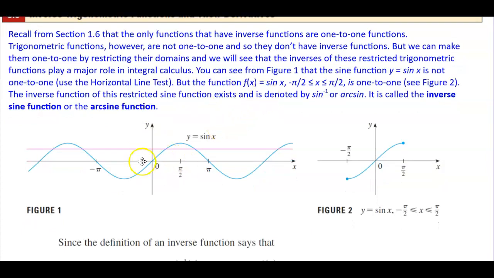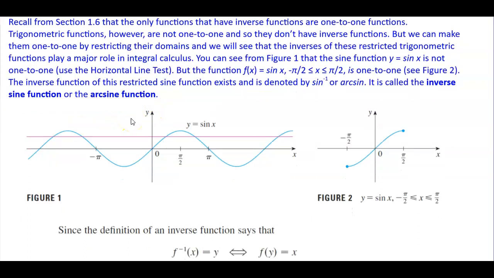Now you can see here in Figure 1 that the sine function, y equals sine of x, is not one-to-one by using the horizontal line test. But if you look at Figure 2, the function f of x equals sine x, with the restriction where x is between negative pi over 2 and pi over 2, is one-to-one. The inverse of this restricted sine function exists and is denoted by sine inverse, or arcsine. It is called the inverse sine function or the arcsine function.